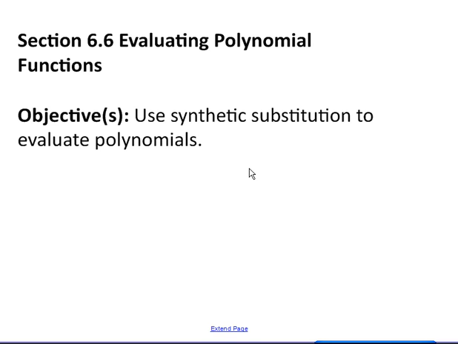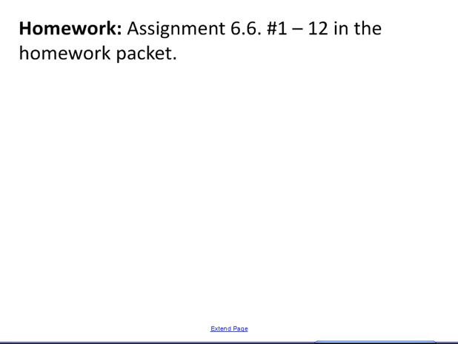This is section 6.6, evaluating polynomial functions. We're going to do something different, something you haven't done before. It's called synthetic substitution. We're going to use it to evaluate polynomials. The homework is 1 through 12 in the homework packet.